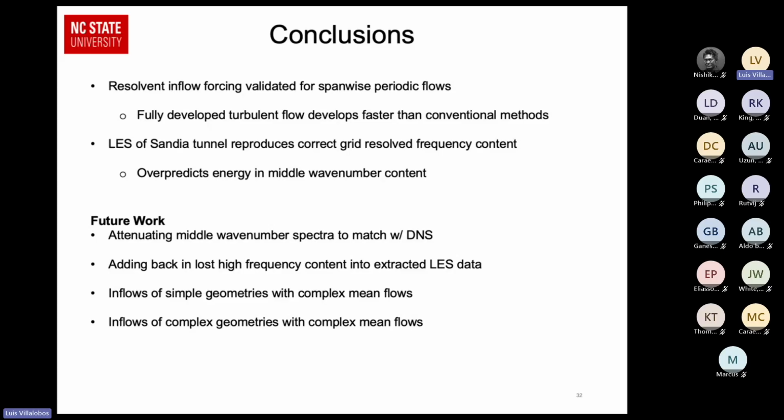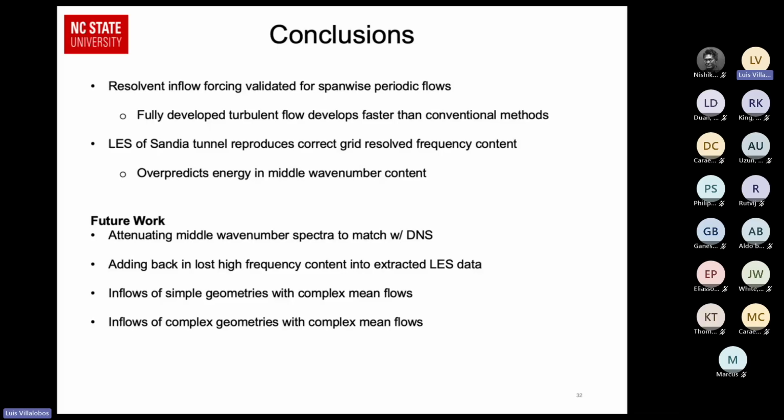And then in terms of the resolvent forcing, we would like to look at inflows of simple geometries with complex mean flows. So what does that mean? That means like a square duct that has secondary mean flows in the corners. You don't really have a nice way of enforcing fluctuations for that, unless your flow is simple and it's basically just a straight duct, then you could apply recycling and scaling maybe and do that.